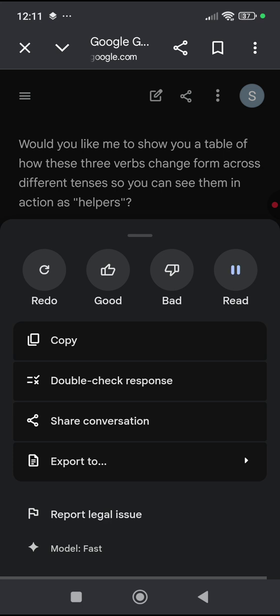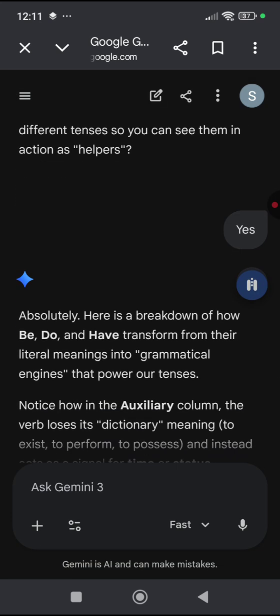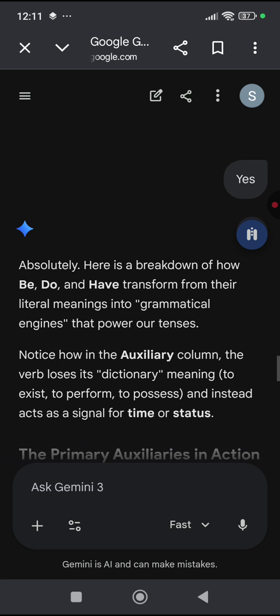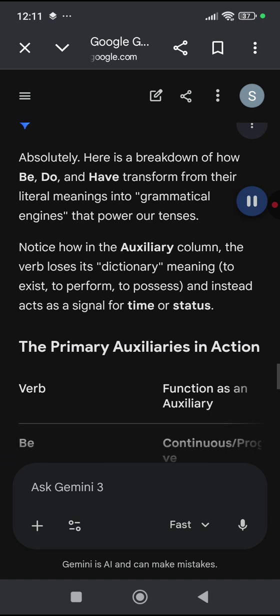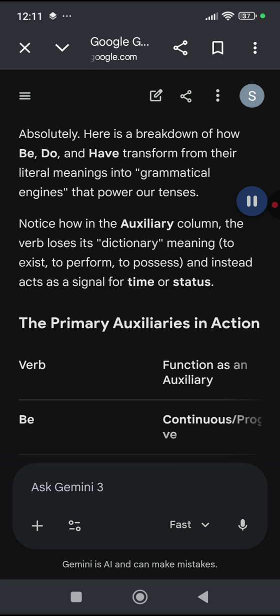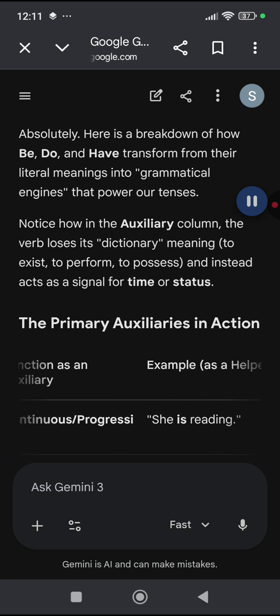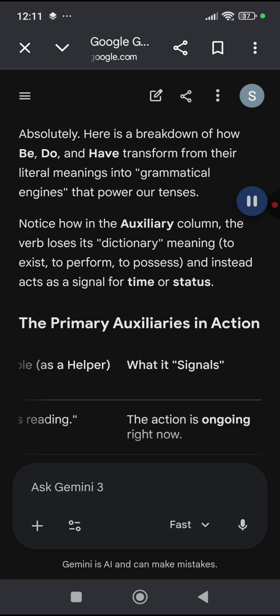Absolutely. Here is a breakdown of how be, do, and have transformed from their literal meanings into grammatical engines that power our tenses. Notice how in the auxiliary column, the verb loses its dictionary meaning to exist, to perform, to possess, and instead acts as a signal for time or status. The primary auxiliaries in action. Verb. Function as an auxiliary. Example, as a helper, what it signals.